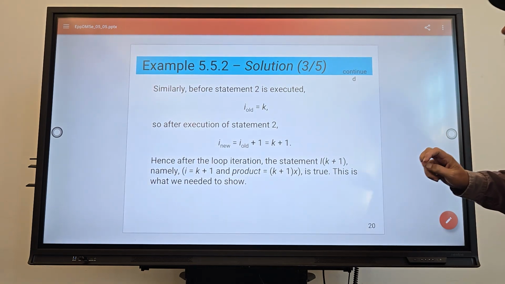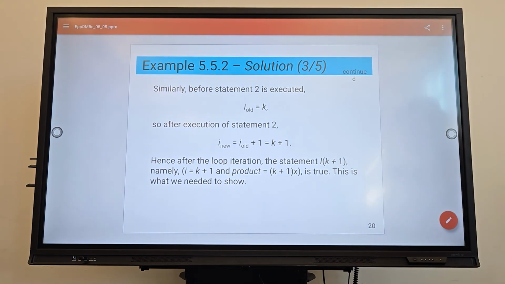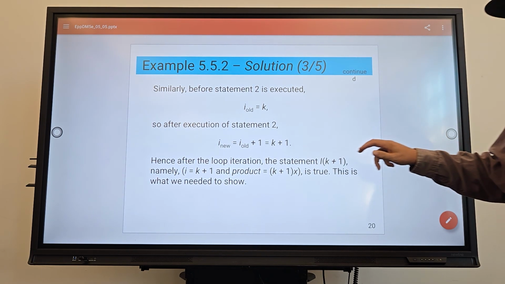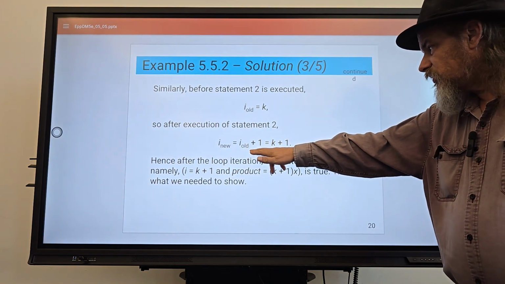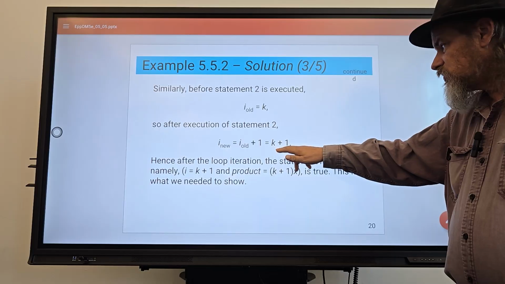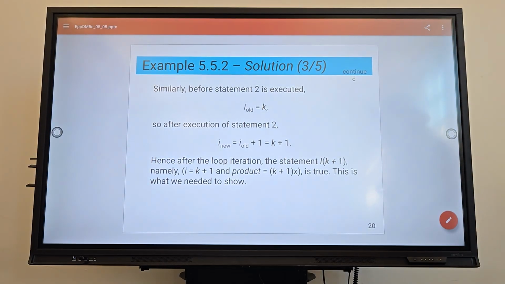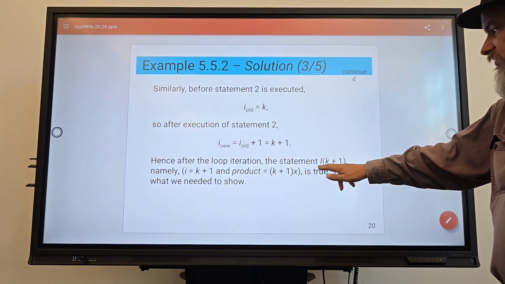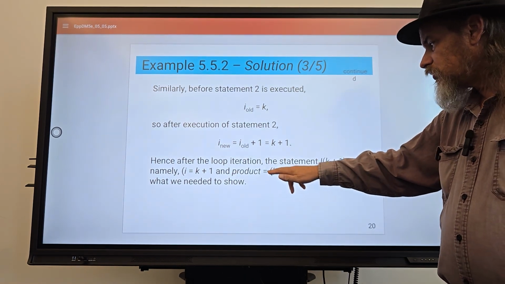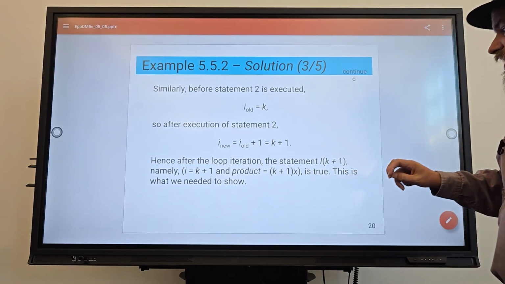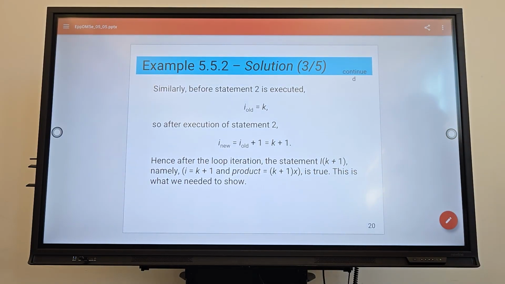So after execution of statement 2, i new is equal to i old plus 1, which is equal to k plus 1. Hence, after the loop iteration, statement I of k plus 1, namely i equals k plus 1 and product equals k plus 1 times x, is true. This is what we needed to show.